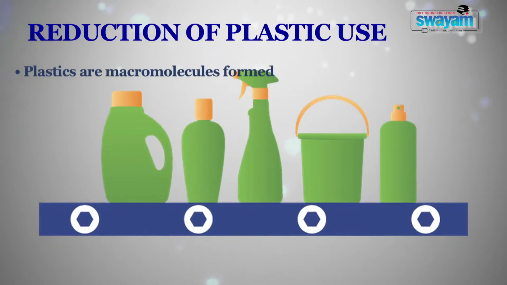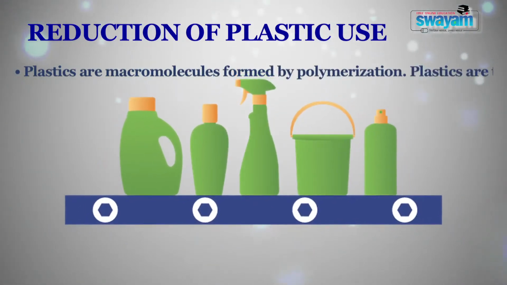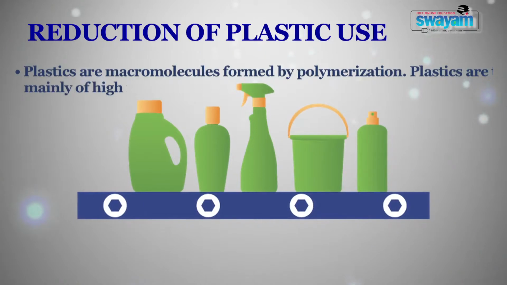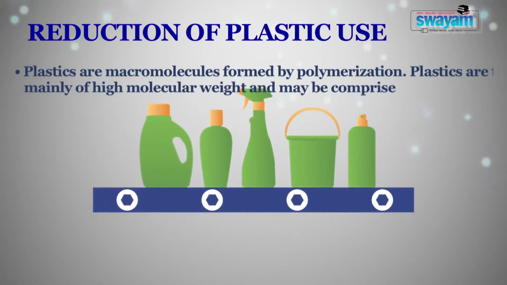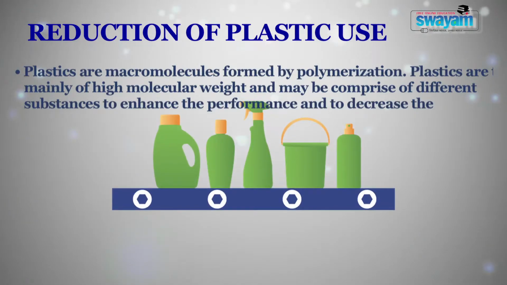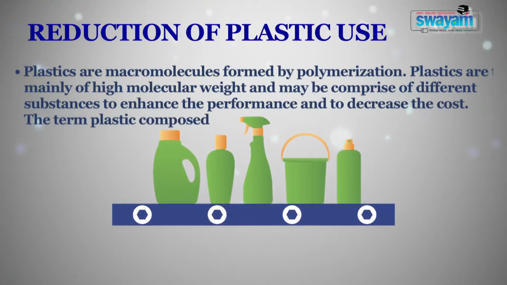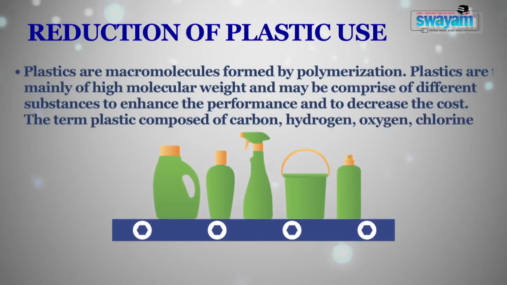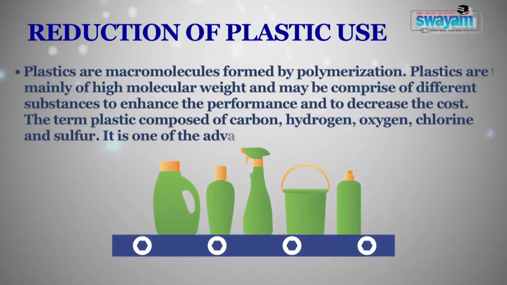The third and very important waste recycling parameter is the use of plastic in a reduced form. So, reduction of plastic use is mainly emphasized for waste recycling. Now, what is plastic? Plastics are macromolecules formed by polymerization. Plastics are polymers of mainly high molecular weight and may be comprised of different substances to enhance performance and decrease cost. The term plastic mainly involves carbon, hydrogen, oxygen, chlorine and sulfur. It is one of the most advanced chemical products, which can lead to problems in our environment.